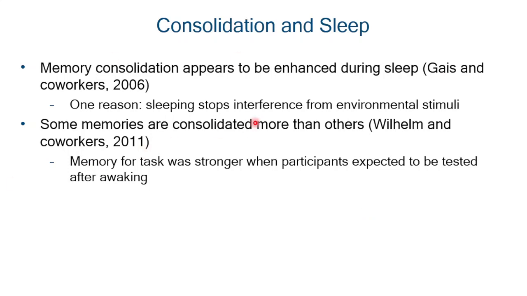And one reason behind it is that when we sleep, sleep keeps us from the interference of environmental stimuli. And remember, interference in our environment is a big factor when it comes to our memory or coding of memory. Remember in working memory and short-term memory, right? When interference is applied, the rates of our recall of the data we need to recall go down.